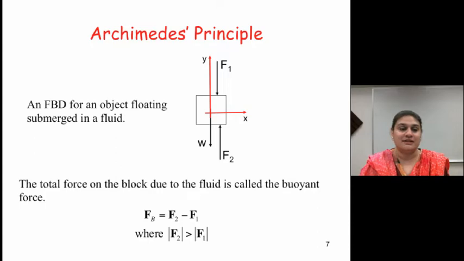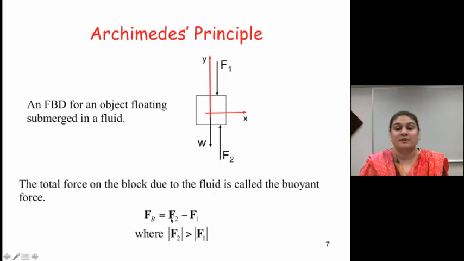So let's look at it in a little bit more detail. If I was to draw a free body diagram of an object floating submerged in a liquid, this is what it would look like. It will have a weight that acts downwards, a buoyant force that acts upwards, and probably another force acting downward due to the atmosphere. So the total force on the block due to the fluid is called the buoyant force.